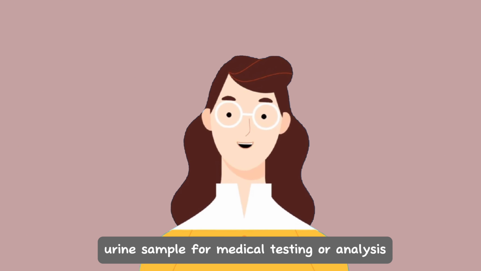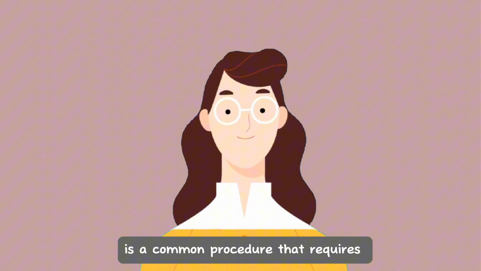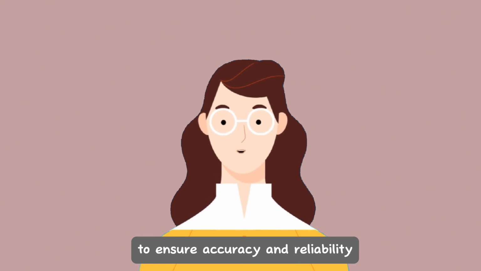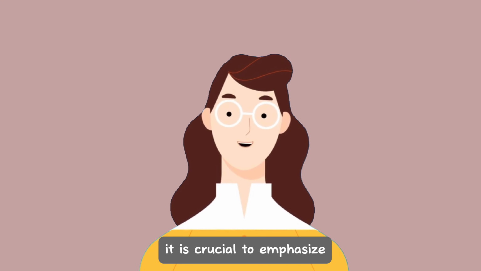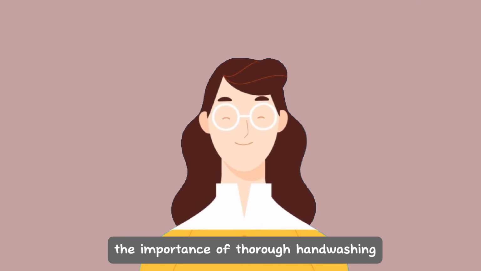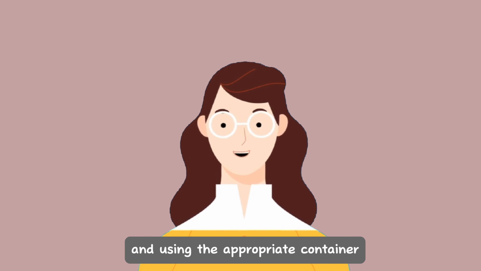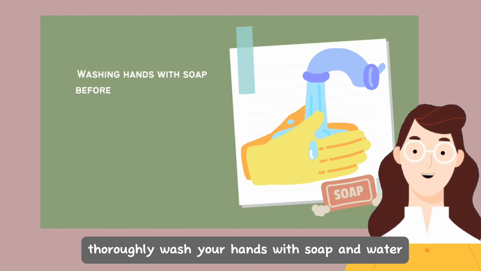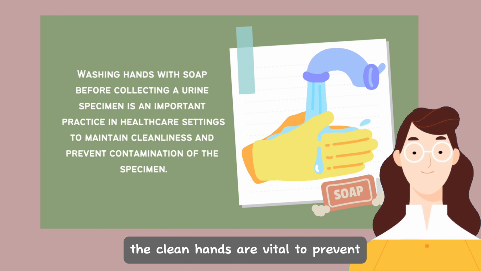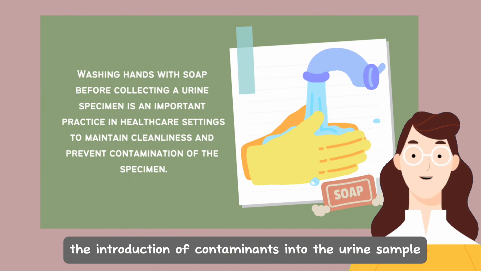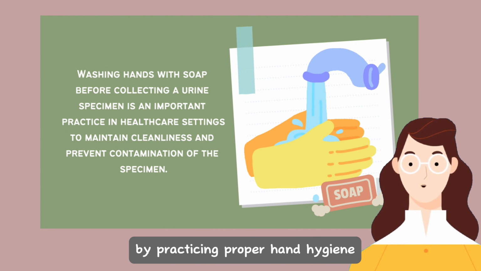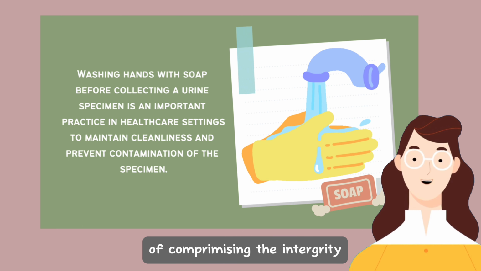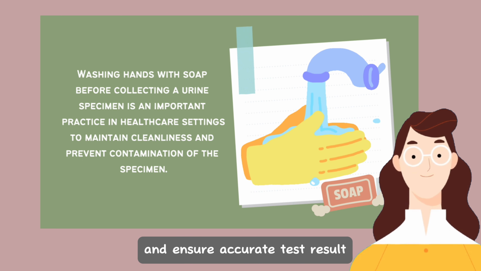Collecting a urine sample for medical testing or analysis is a common procedure that requires attention to detail. To ensure accuracy and reliability, it is crucial to emphasize the importance of thorough hand washing and using the appropriate container. Thoroughly wash your hands with soap and water. Clean hands are vital to prevent the introduction of contaminants into the urine sample. By practicing proper hand hygiene, you reduce the risk of compromising the integrity of the sample and ensure accurate test results.